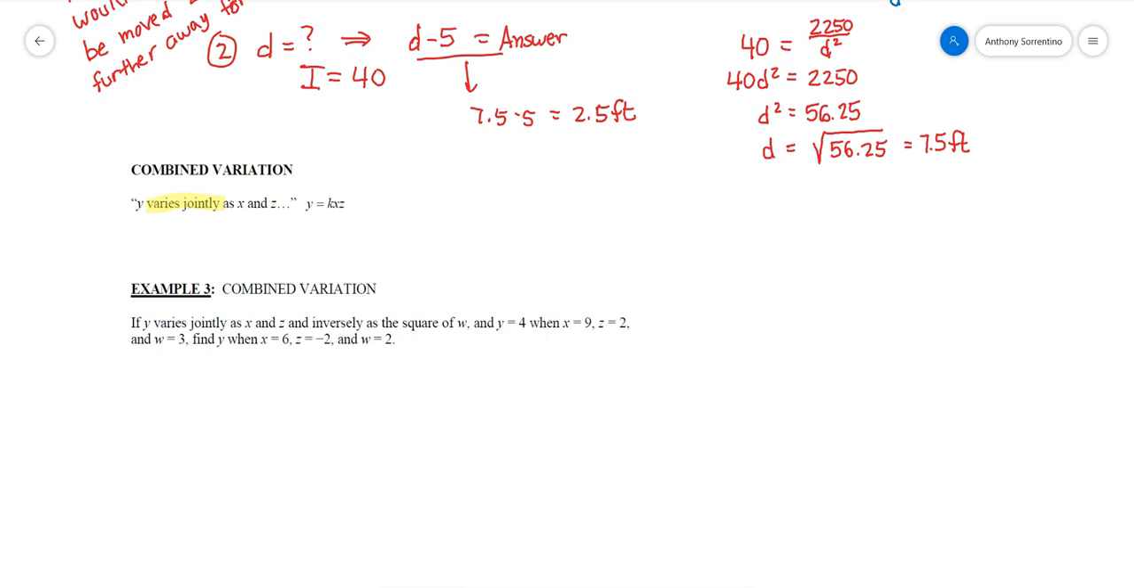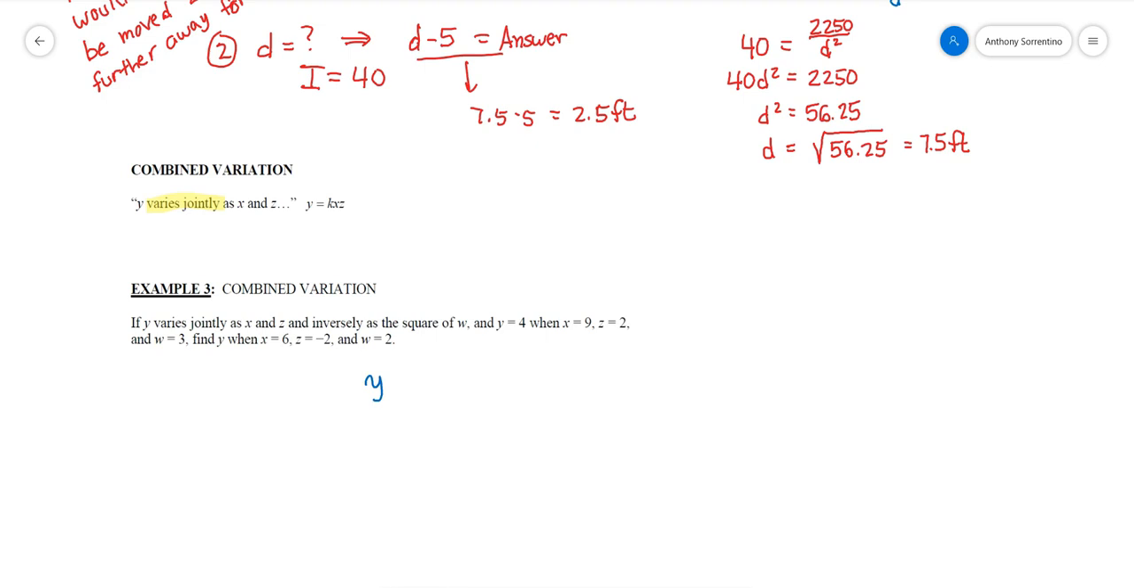In example 3, you're told y varies jointly as x and z, and inversely as the square of w. So that first sentence that tells you how all the variables relate to one another is giving you your general formula. So let's write out a general formula right now. It says y varies jointly.